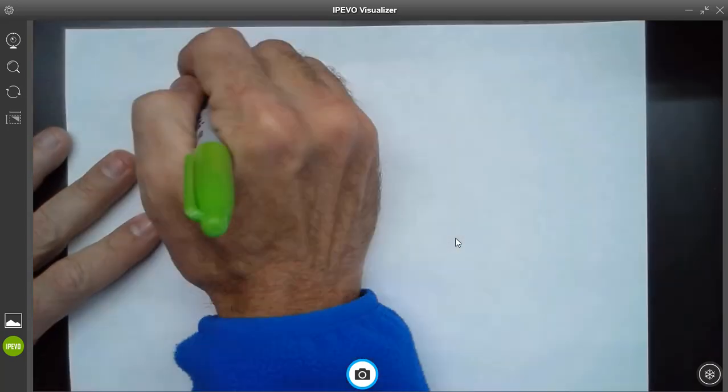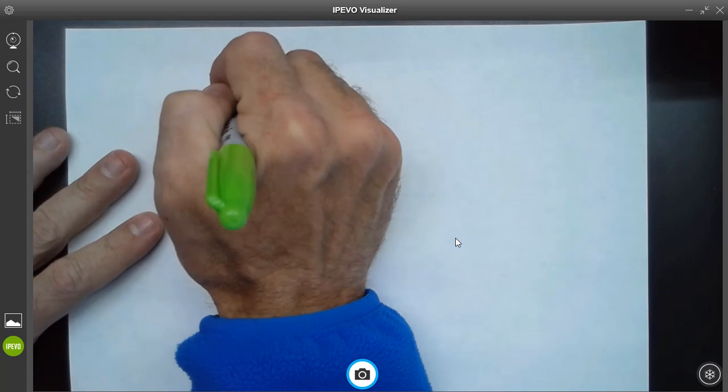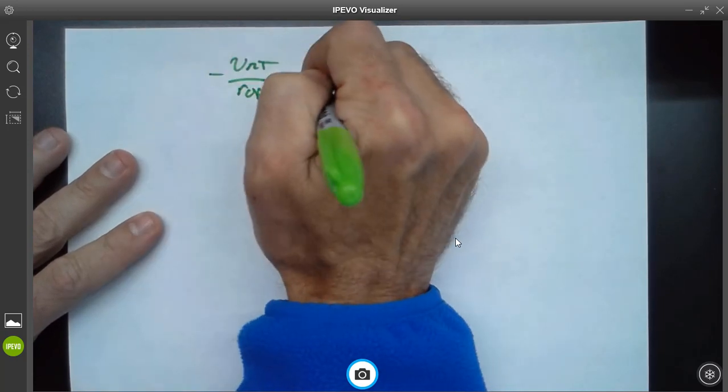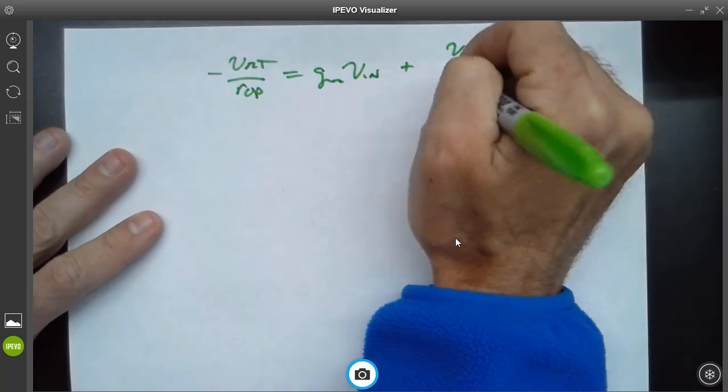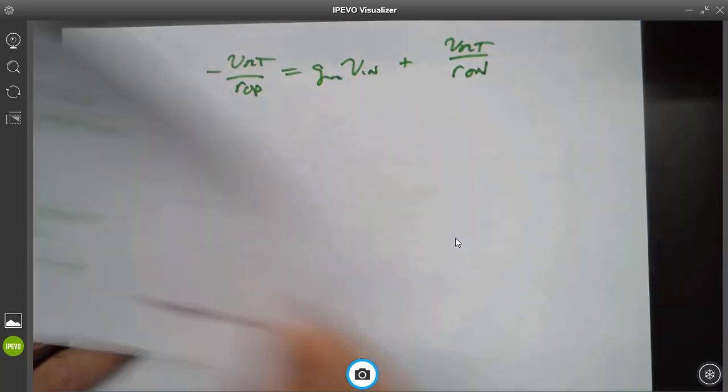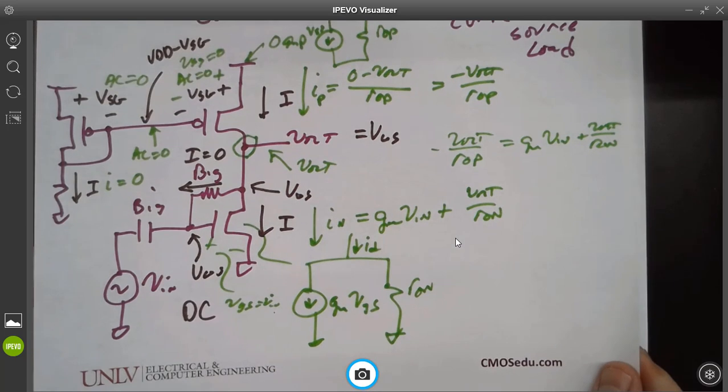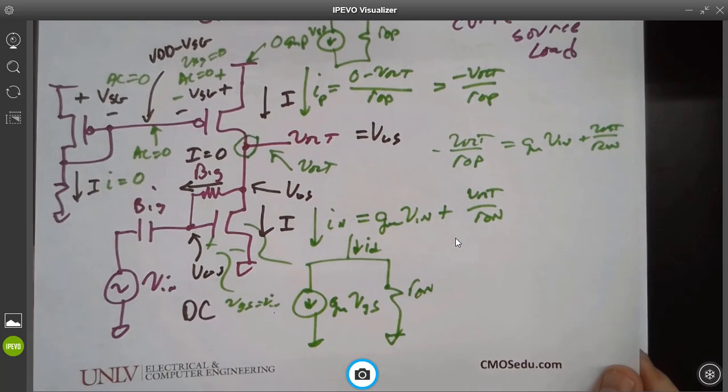Okay, so that's minus V out over R out P is equal to GM V in plus V out over R out N. Looking good? All right.